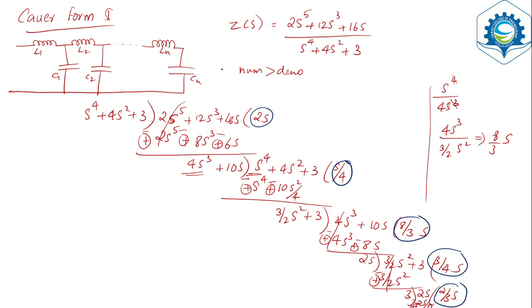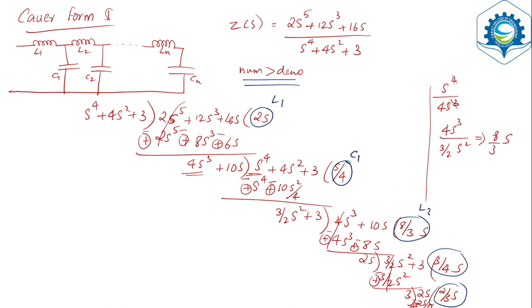And we already know that the degree of the numerator is greater than the degree of the denominator, so it's going to start with an inductor. The easy method to construct is, once you have done your continued division, you just take the quotients in order. The first element coefficient will be the inductor, then you have the capacitor.